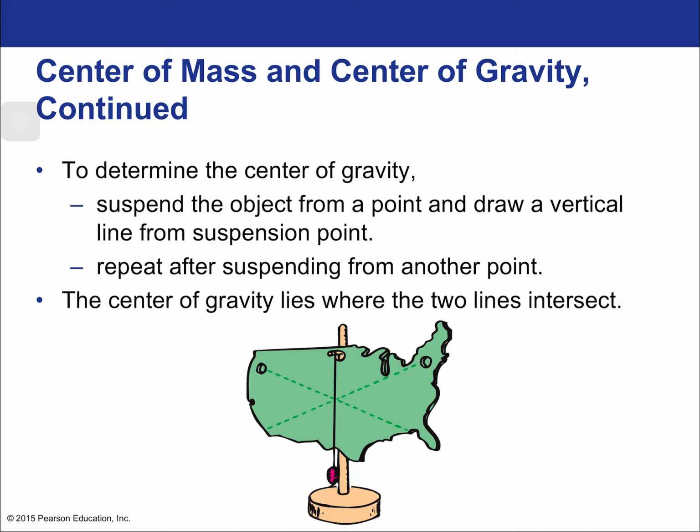Let's think about it. Now, if you are in Physics 10L, you've already seen a lab on this very concept. To determine the center of gravity, you suspend the object from a point and draw a vertical line from the suspension point. Then you repeat that from another suspension point, and the center of gravity is where the two lines intersect.